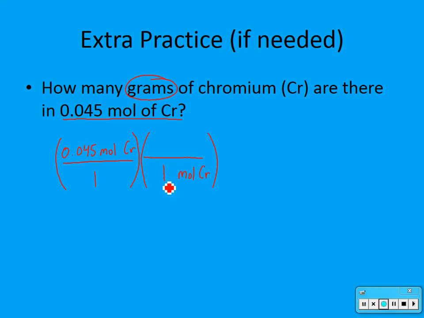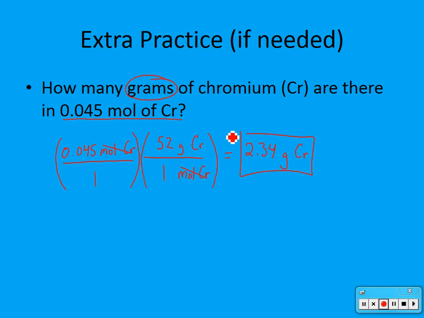Well, in 1 mole of chromium, what's its molar mass? Chromium is Cr on the periodic table. Its atomic number is 24. So chromium is 52 grams per mole. And so 52 grams of chromium. Our moles of chromium cancel out. And now I just have to multiply across the top. So 0.045 times 52 is equal to 2.34. And my units are going to be grams of chromium.